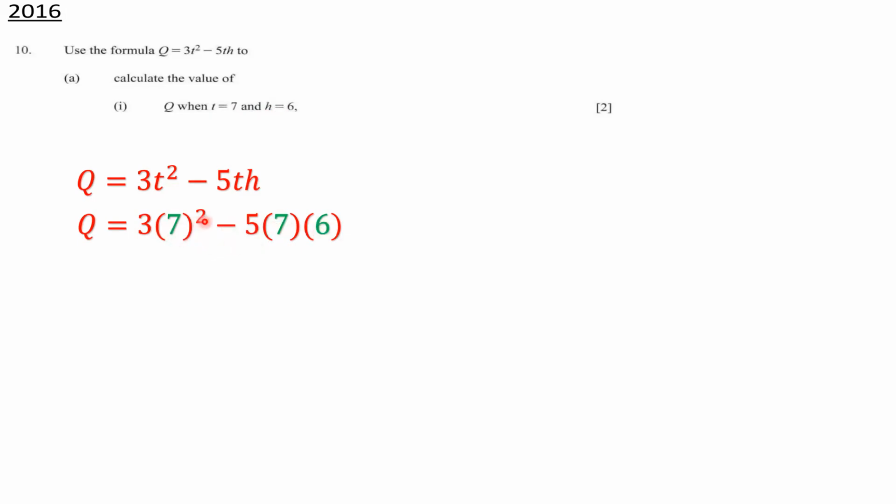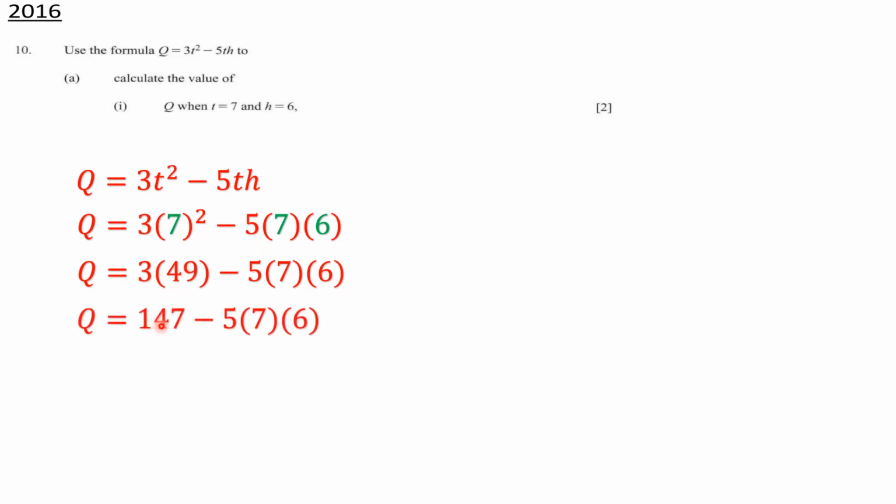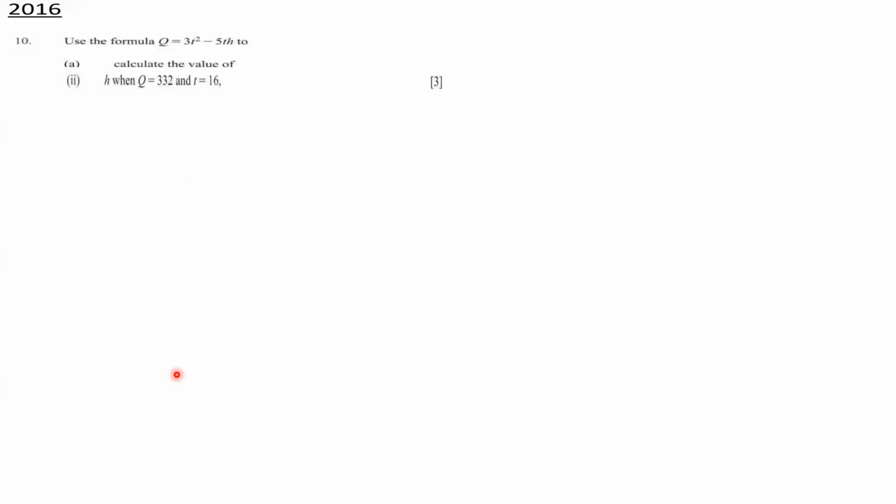Now, what is 7 squared? 7 squared is definitely 49. And so we're going to multiply 3 times 49. What is 3 times 49? 3 times 49 is 147. That's how we get this. Then we say 147 minus 5 times 7 times 6. And the answer there is negative 63. Okay, let's move on to the next question.